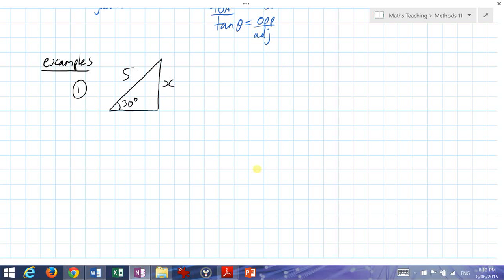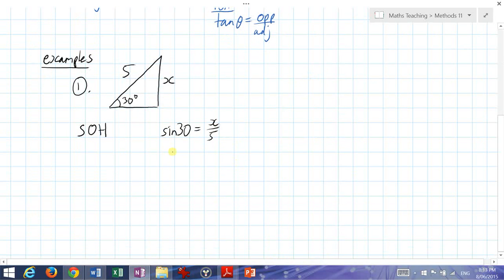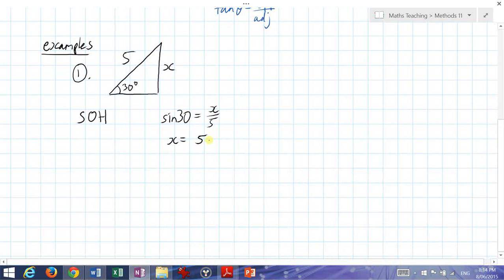I can say that I've got the opposite and the hypotenuse, so I've got to use sine. Sine of my angle is x on 5, and then x would equal, we times both sides by 5. Why am I writing cos? Let's go back. 5 times sine of the angle, which if you work out on your calculator will be 5 on 2.